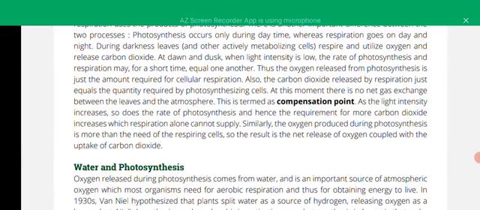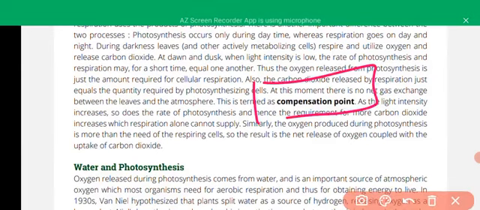The compensation point is the important point at which the rate of photosynthesis and respiration become equal for some time, and it occurs mostly at dawn and dusk when the light intensity is below normal. When light intensity becomes greater, photosynthesis becomes high, carbon dioxide becomes low, and oxygen becomes high. Oxygen is sent to the atmosphere, and carbon dioxide is absorbed from the atmosphere.